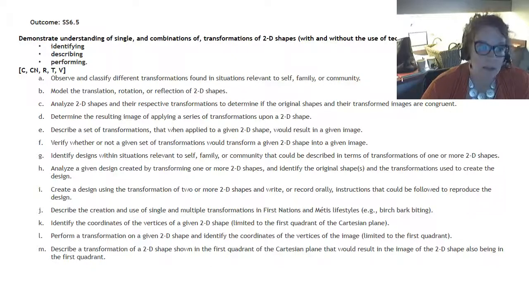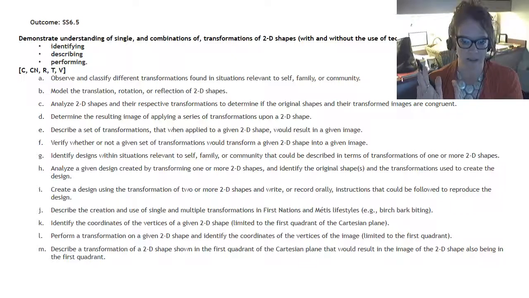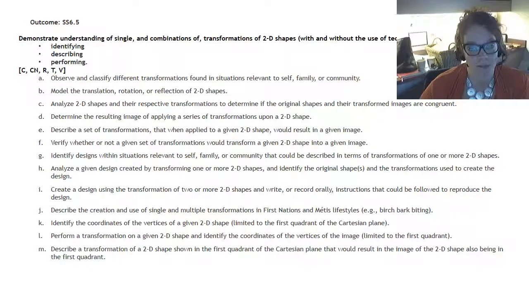And so in this outcome, you're supposed to identify it, to be able to say, oh, that is a rotation, or that's a translation, or whatnot. Describe it, be able to tell that they moved it 2 spaces down, 1 space over, or they rotated it 90 degrees clockwise or counterclockwise, and be able to perform it. So if I give you the instructions, you can actually do the transformation. So let's look at our first outcome here.